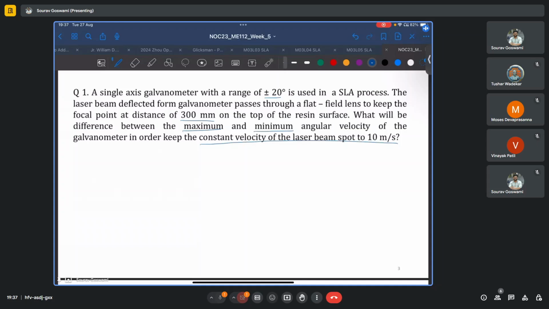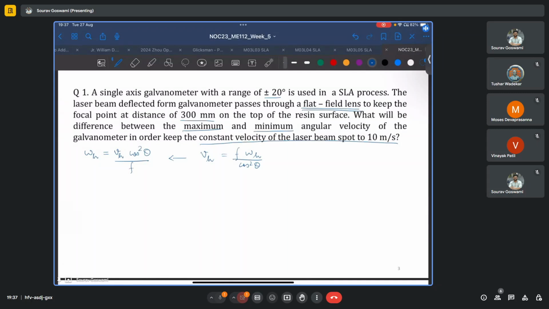This uses a flat field lens which would guide us to the relevant formula. In this case, the formula was omega h is equal to Vh cos square theta by f, which actually comes from Vh is equal to f omega h by cos square theta. The formula has been derived by Professor Kapil in the lectures, so I'm just referring to the ready formula.